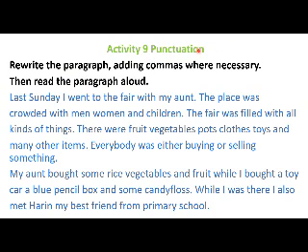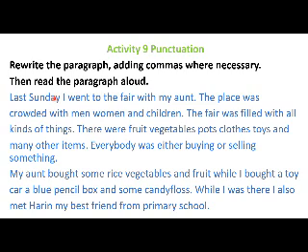This is activity 9 on page 14 of your textbook. Rewrite the paragraph, adding commas where necessary. Then read the paragraph aloud. First, let's read the paragraph, right? Let's read the whole paragraph.